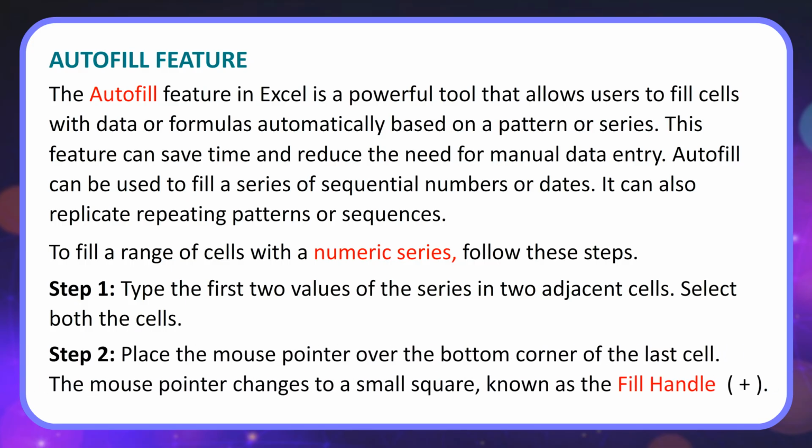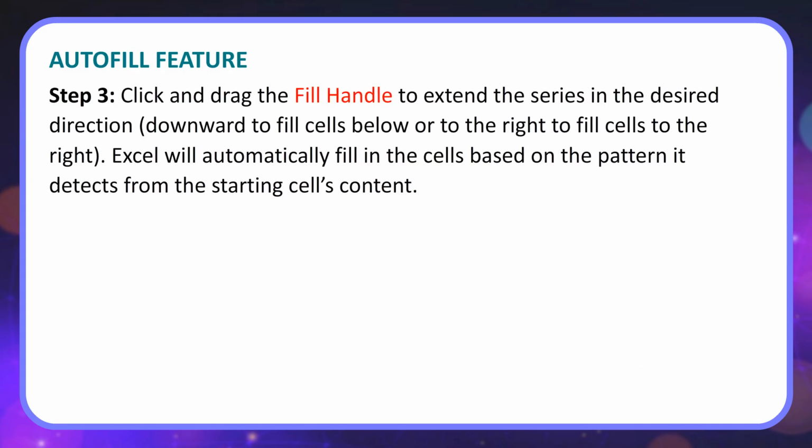Step 2. Place the mouse pointer over the bottom corner of the last cell. The mouse pointer changes to a small square, known as the fill handle. Step 3. Click and drag the fill handle to extend the series in the desired direction, downward to fill cells below or to the right to fill cells to the right. Excel will automatically fill in the cells based on the pattern it detects from the starting cell's content.